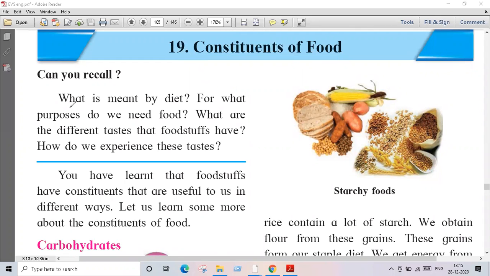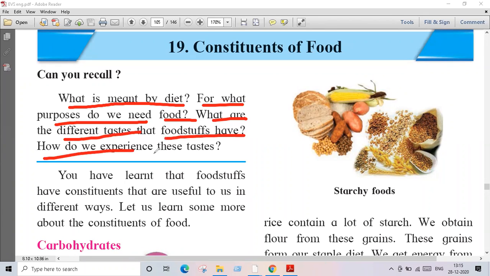Now, can you recall what is meant by a diet? For what purpose do we need food? What are different tests that foodstuffs have? How do we experience this test? So everything about this is done in standard 4. You have already learned about this in standard 4.